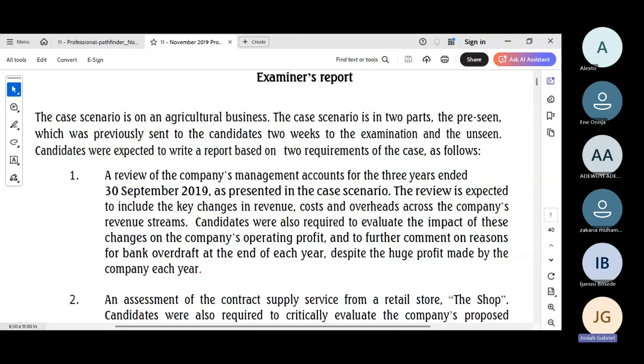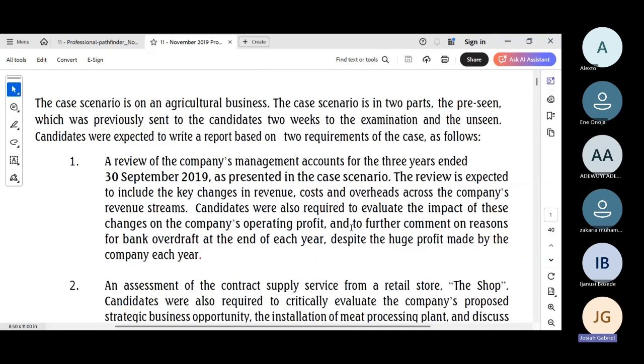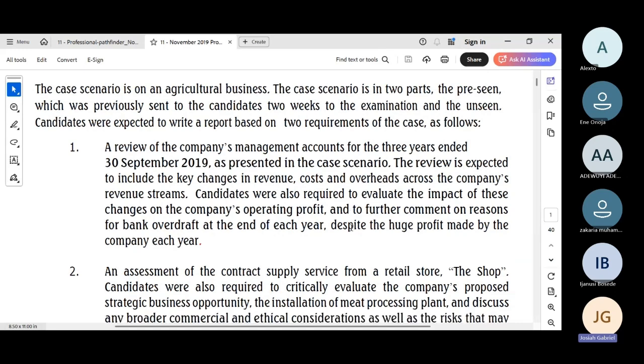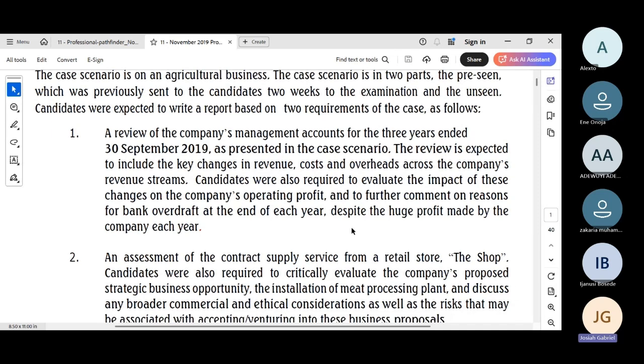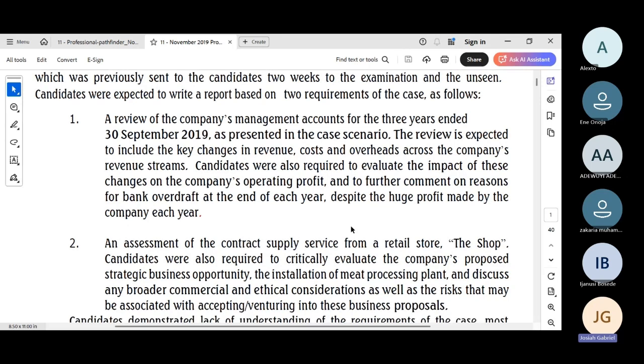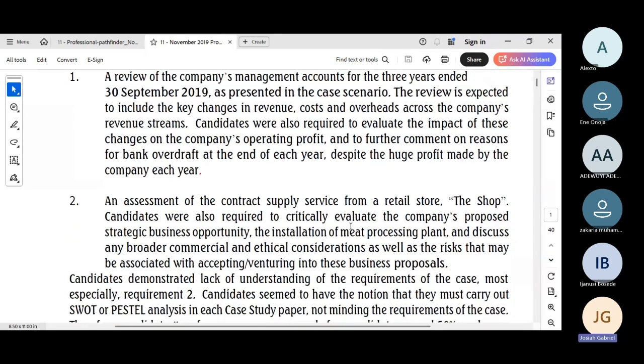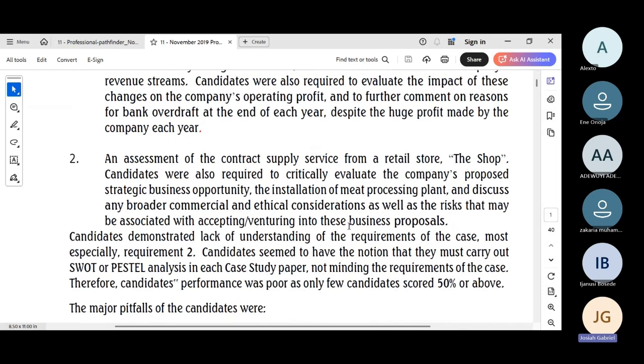Candidates were expected to write a report based on two requirements of the case as follows: review of the company's management accounts for the 3 years ended 30th September 2019, as presented in the case scenario. Also, the review is expected to include the key changes in revenue, costs, and overheads across the company's revenue streams. Candidates were also required to evaluate the impact of these changes on the company's operating profit and to further comment on reasons for bank overdraft at the end of each year, despite the huge profit made by the company each year.